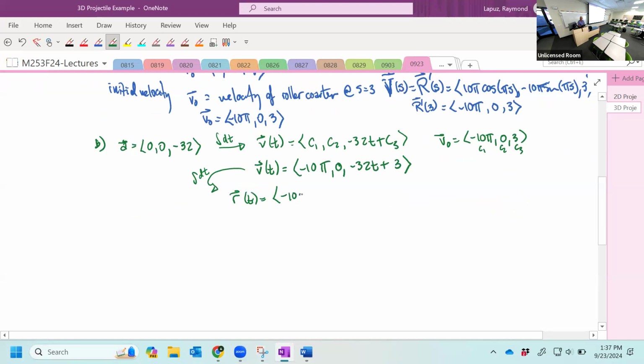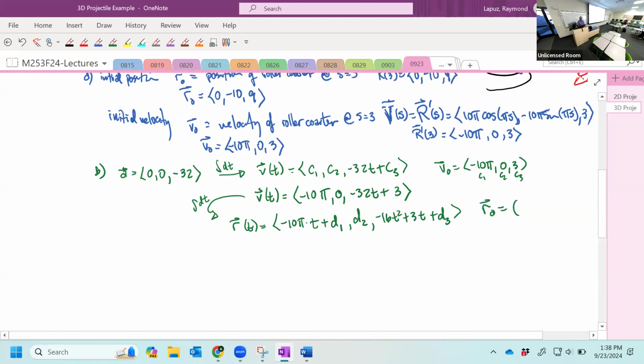Negative 10 pi times t plus a constant, we'll call it d1, d2, and then negative 16t squared plus 3t plus d3. And again, your initial position is given to be 0, negative 10, 9. And that will end up being your d1, d2, d3.